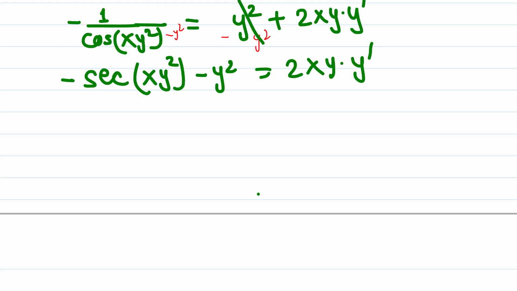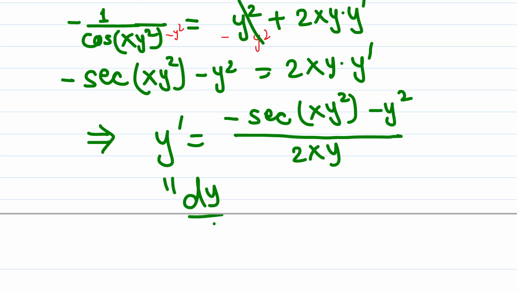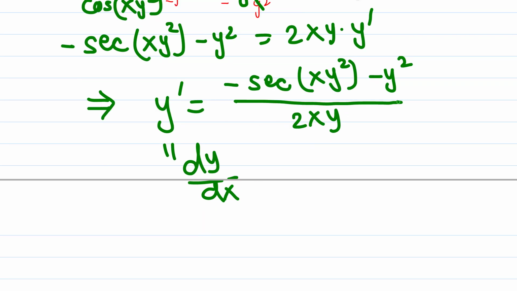Now finally, let me go back here, we can divide by 2xy to isolate y prime. So this implies y prime equals, on the left side we got negative secant of xy squared minus y squared, we cannot simplify anything, divided by 2xy, this factor. And this is in fact dy over dx, which was being asked. Okay, y prime is dy over dx. This is final.